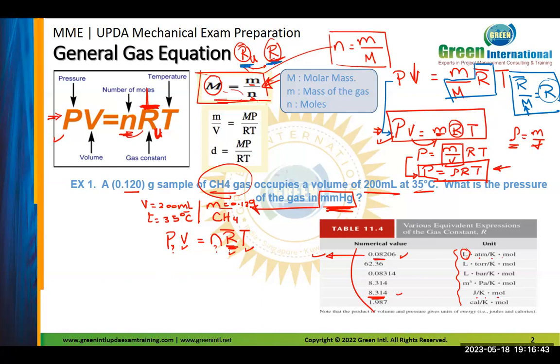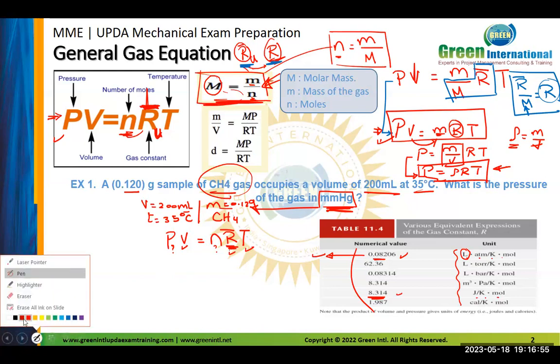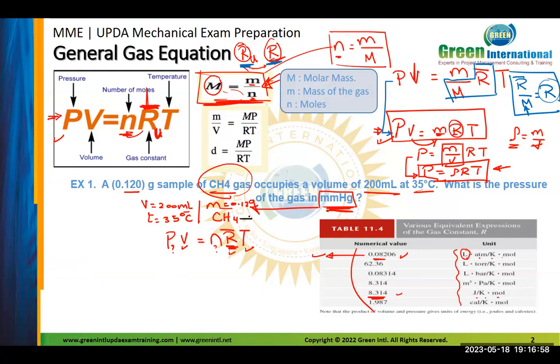So we have an equation, the relation between mass, n and molar mass, where n is equal to mass divided by molar mass. Mass you have. So molar mass, I can calculate from the gas. How to calculate it for CH4? Molar mass is equal to carbon, which is 12, plus hydrogen, 1, multiplied by 4, because there are 4 atoms of hydrogen. So 12 plus 4 is finally 16. This is the molar mass.